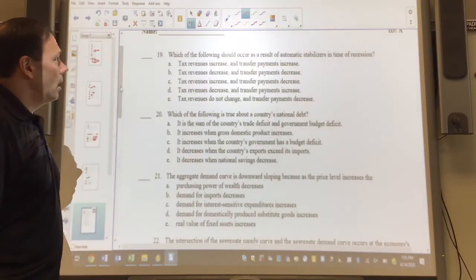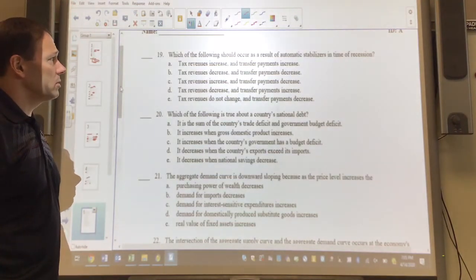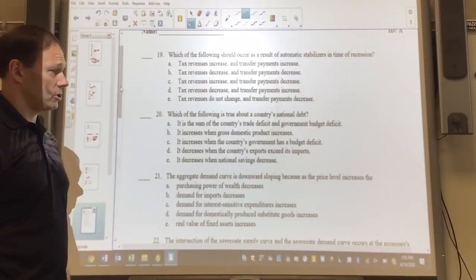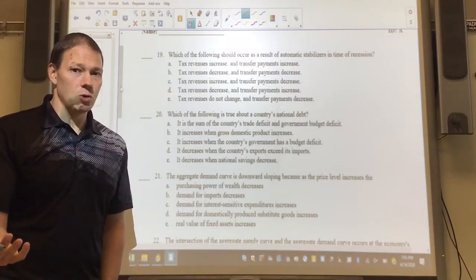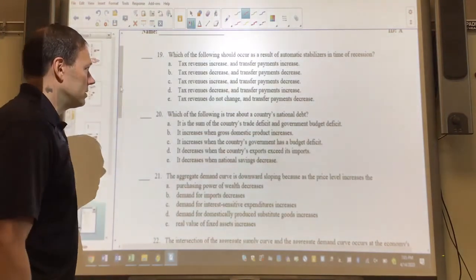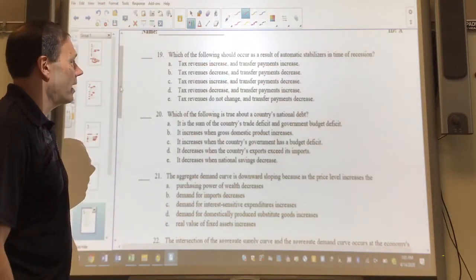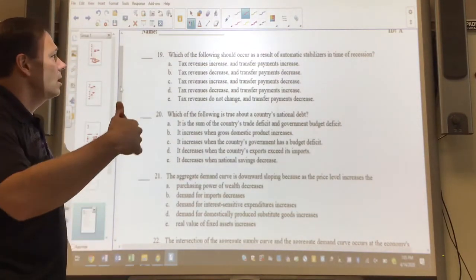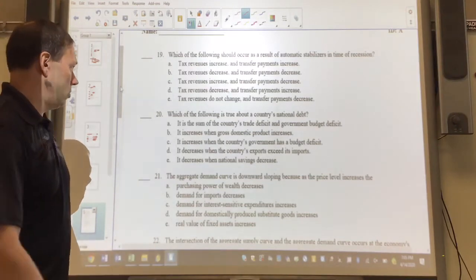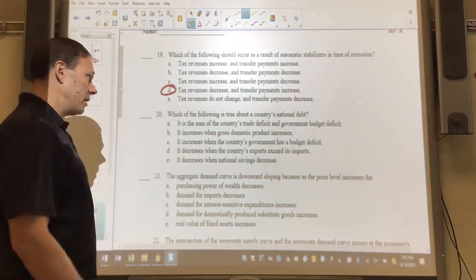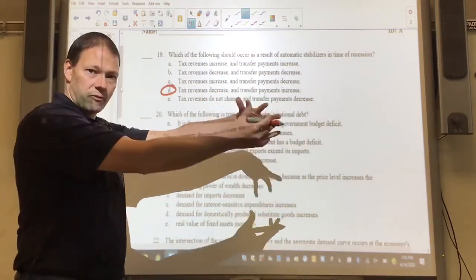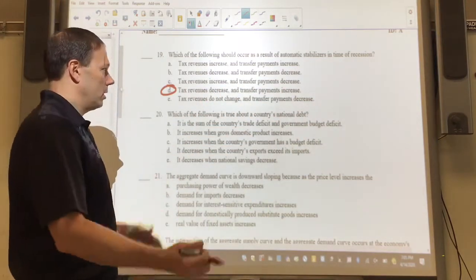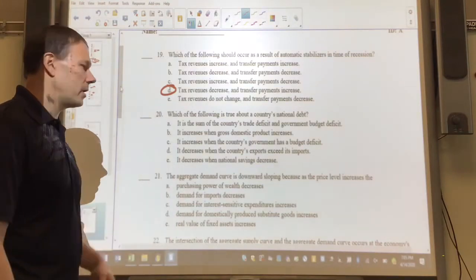Number 19, which of the following should occur as a result of automatic stabilizers in time of recession? So automatic stabilizers just automatically put into practice fiscal policy, typical fiscal policy actions. So in times of recession, what's going to happen? Taxes are going to decrease and spending is going to increase. And so that would be letter D is the closest one to that. Tax revenues decrease. Transfer payments, which is money taken from one group given to another, are going to increase because there's more unemployed, more people getting welfare and whatnot.